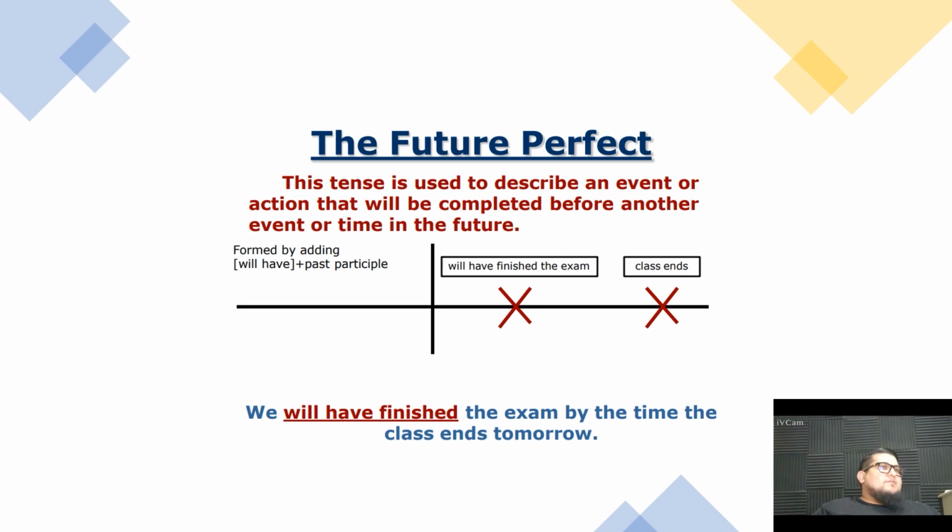The future perfect. This tense is used to describe an event or action that will be completed before another event or time in the future. It's formed by adding will, have, plus the past participle. Here's one example. We will have finished the exam by the time the class ends tomorrow.